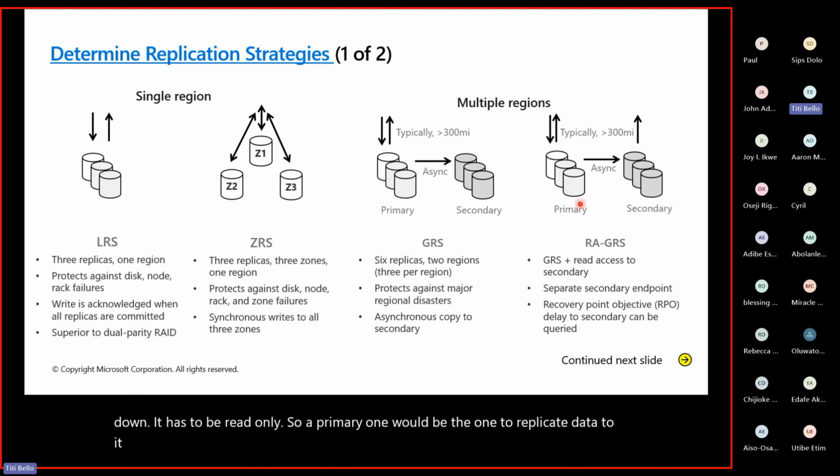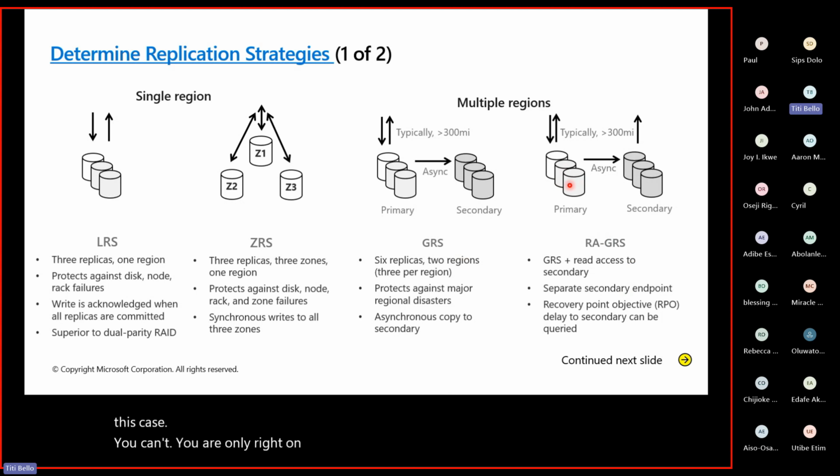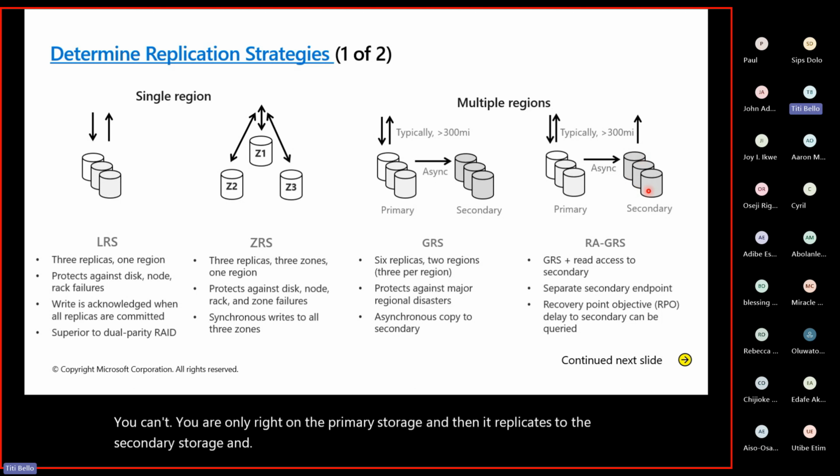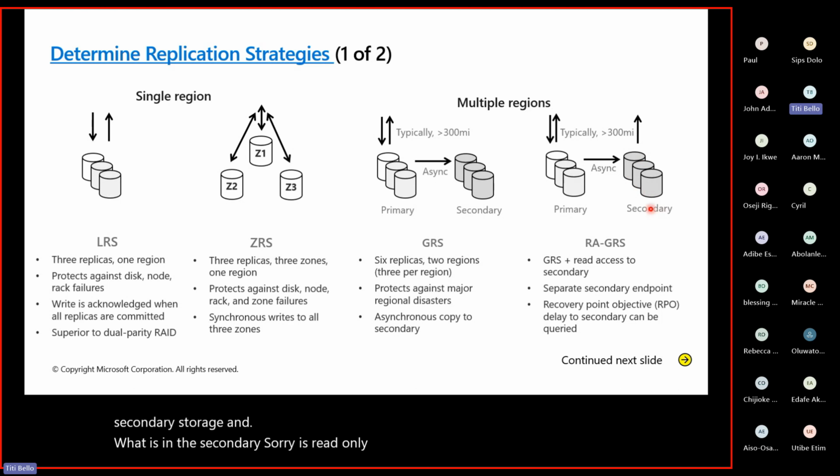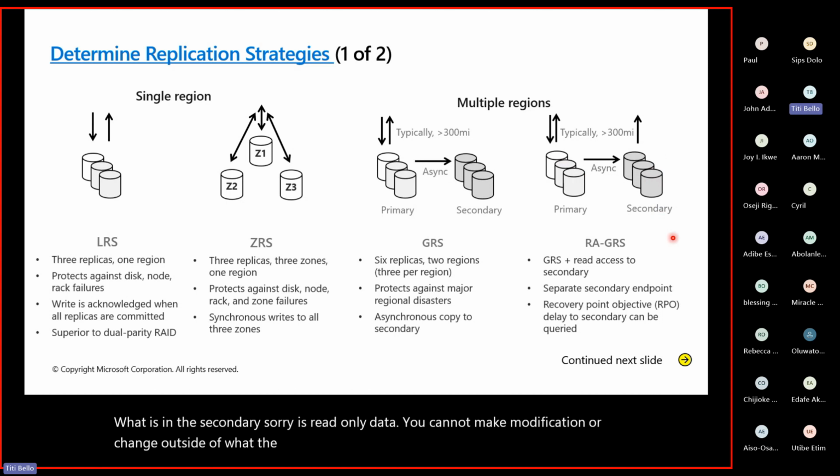Unlike the other one, where you can choose to write data in 1 or 2 or 3, in this case you can't. You will only write on the primary storage and then it replicates to the secondary storage. What is in the secondary storage is read only data. You cannot make modifications or changes outside of what the primary replicates to it.